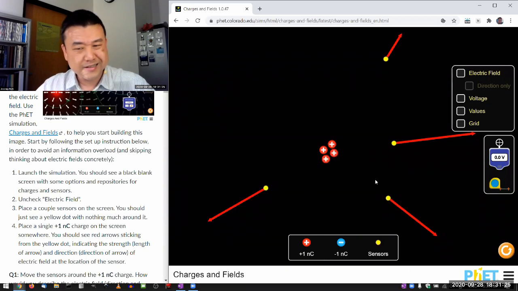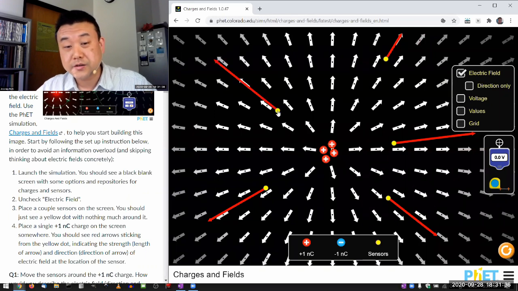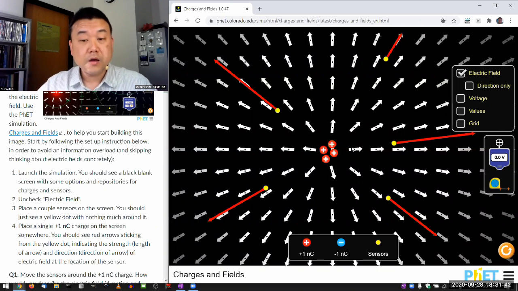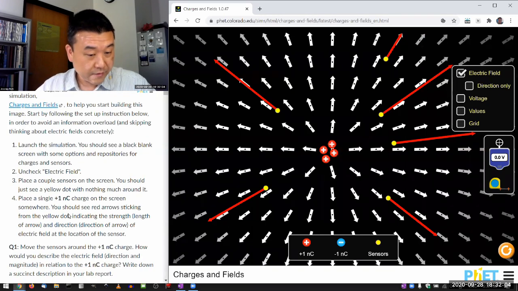So this is really the reason I tell you to turn off the electric field: when you run this simulation with the electric fields on, you are getting more information than you would in a real lab. Because in a real lab, you don't literally see the electric field, but you know it's there. You understand that it's a property of space, and the way you know it is because if you place a test charge somewhere, the test charge would act according to the electric force, which comes from the electric field. So yeah, move the sensors around.